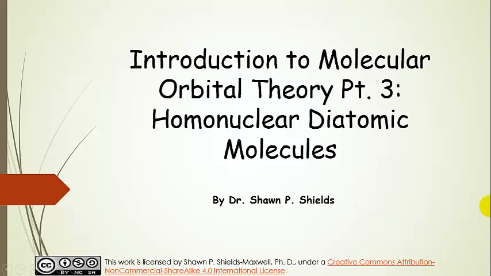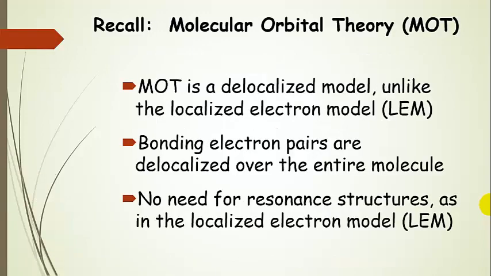Introduction to Molecular Orbital Theory, Part 3, Homonuclear Diatomic Molecules. Okay, so let's just remind ourselves of where we are. We're talking about molecular orbital theory, or MOT. It's a delocalized model, and so bonding electron pairs are delocalized over the entire molecule. That means that there's no need for resonance structures like we need in the localized electron model.